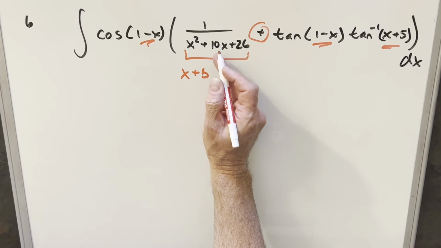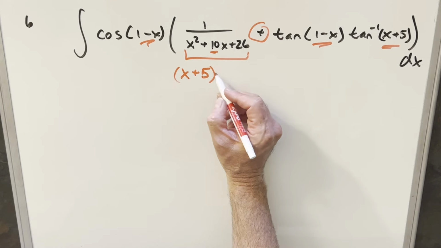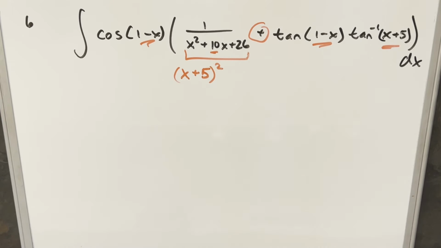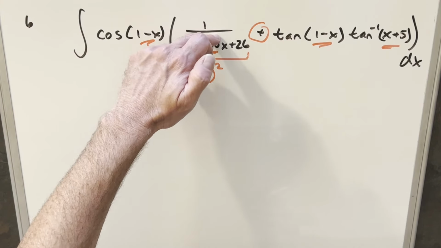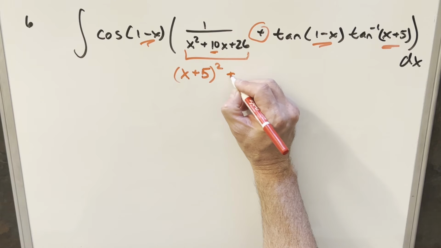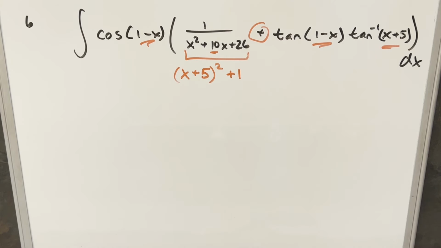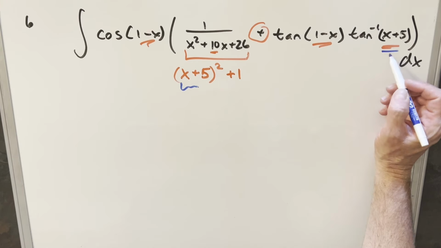The 5 comes from taking 1/2 of this. So if we start with x plus 5 squared, this is going to be x squared plus 10x plus 25. To get back to 26, I need to add a plus 1 right here. But now I notice that we have x plus 5 in common here and here.